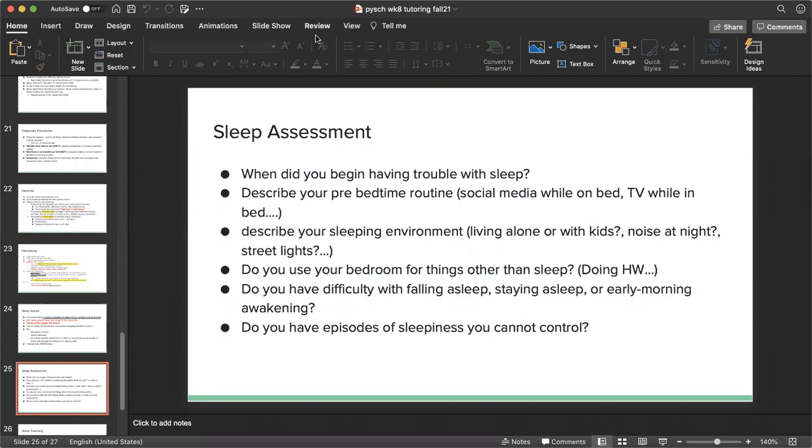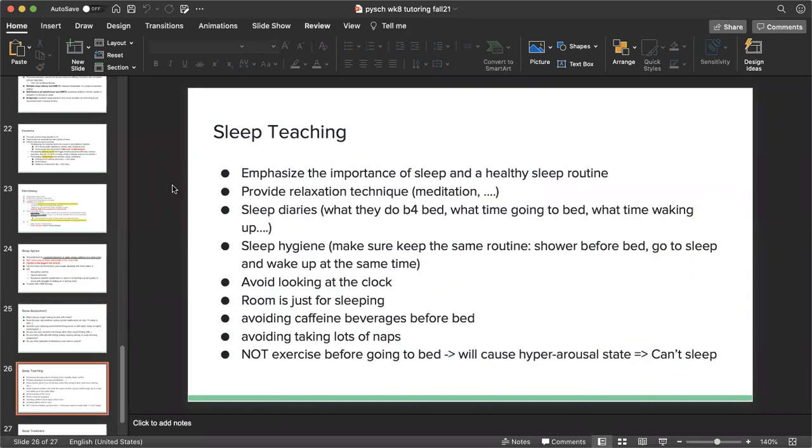Do you have difficulty with falling asleep, staying asleep, or early morning awakening? Like how I was saying, narcolepsy, they have that daytime sleepiness, or insomnia, they don't really sleep at all. So the difficulty with falling asleep. And then do you have episodes of sleepiness that you cannot control, which is a good question to ask people with narcolepsy because they have that uncontrollable sleepiness and they fall asleep unwillingly, you know?